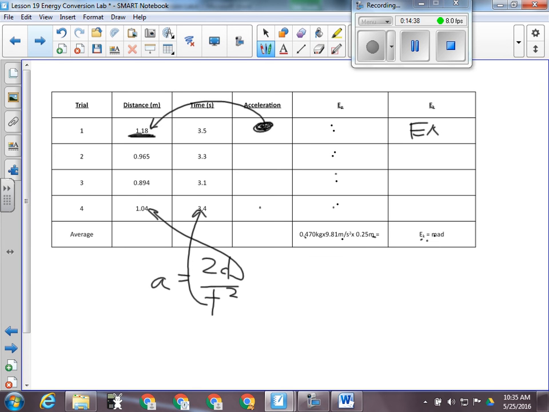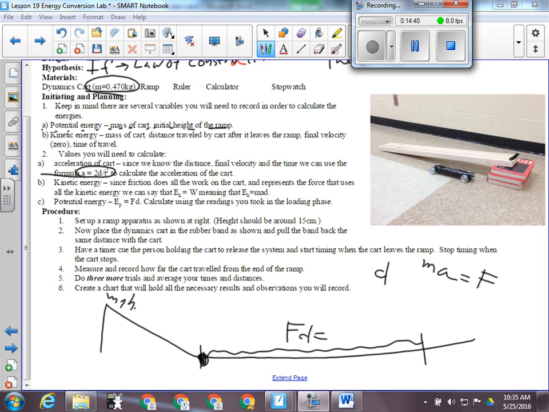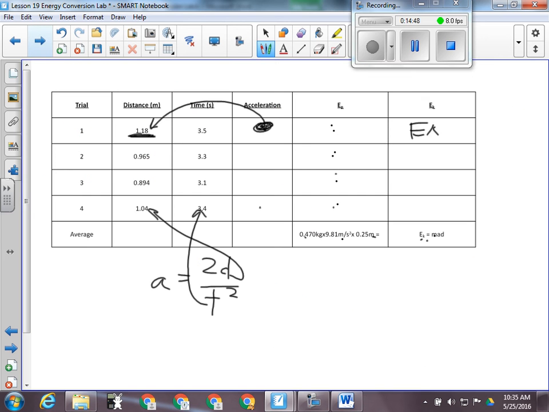All right, so you're going to do that for each trial. Okay, then listen in here, guys. When we get to this last part here about calculating the kinetic energy, sorry, I think I said do it for each one, but I didn't mean that. Okay, here's what I want you to do.